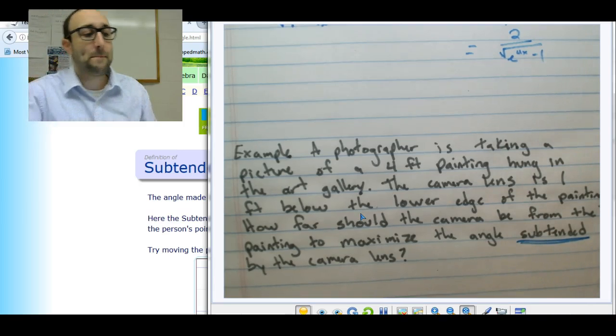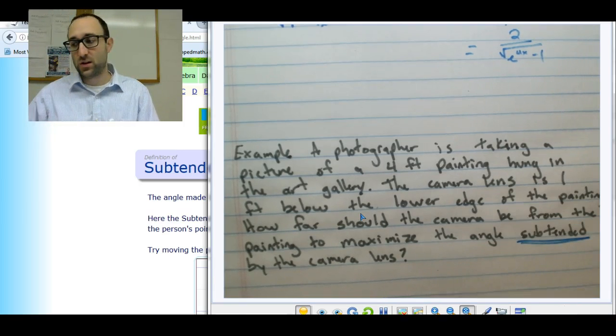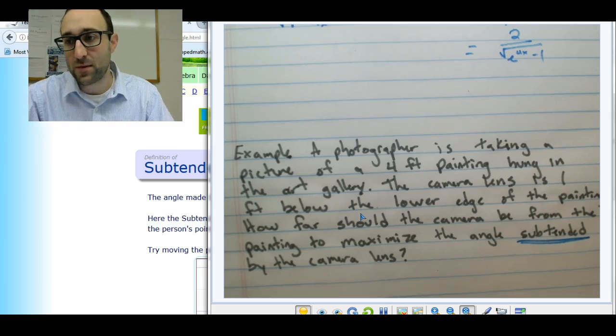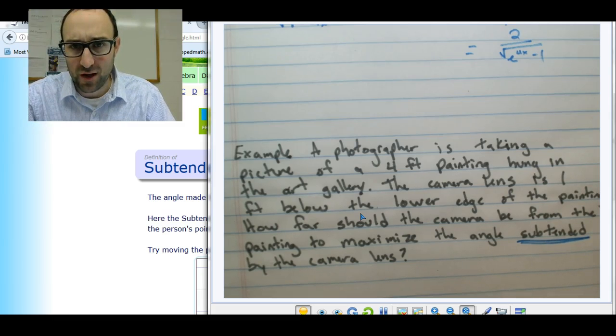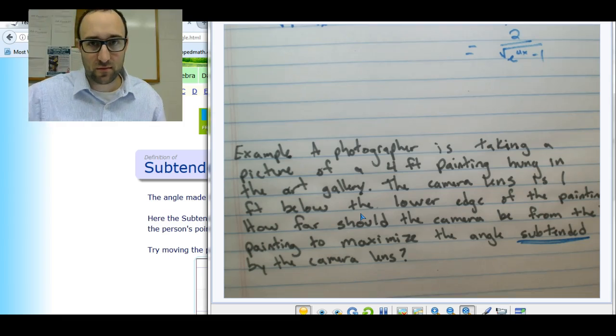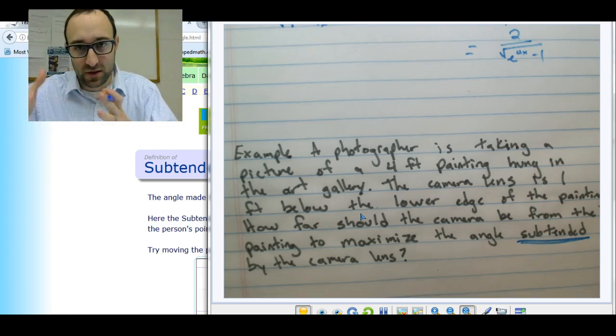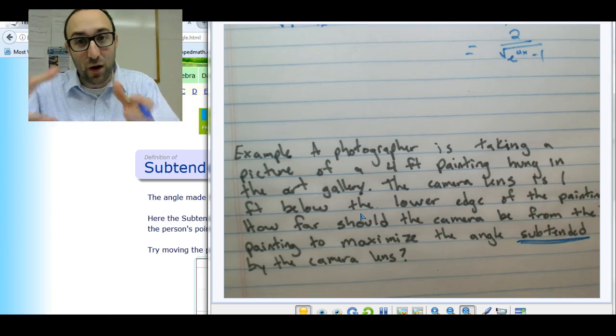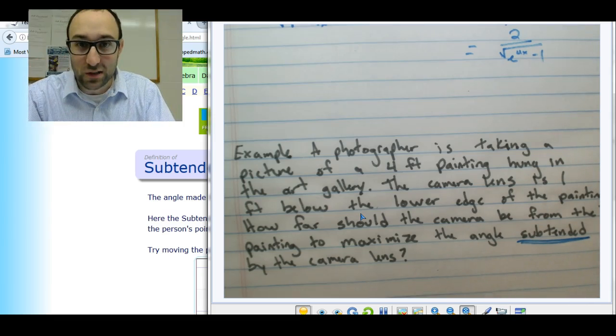Okay, so now we know what that means, and this is a good thing to try to do. If you don't know what subtended means, look it up. You are watching this video, which means you're on a computer, which means you could probably access the internet. So if you don't know something, pause, look it up, come back. Oh, okay, I know what he's talking about.